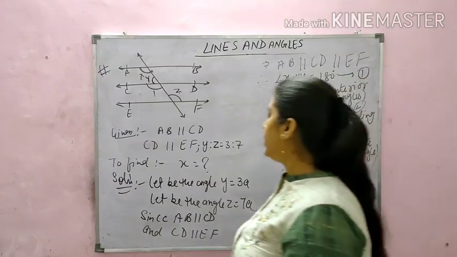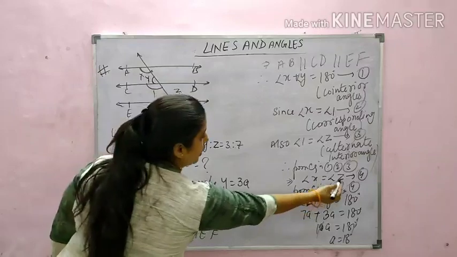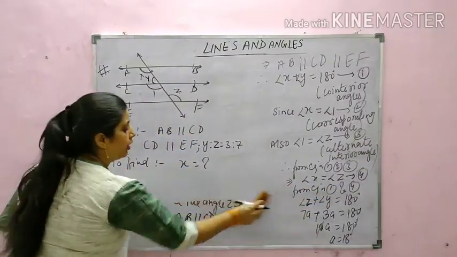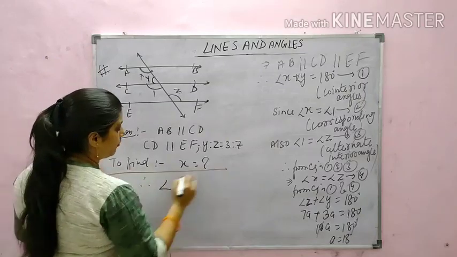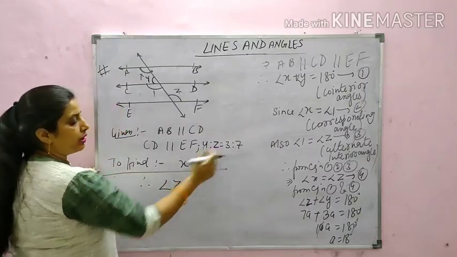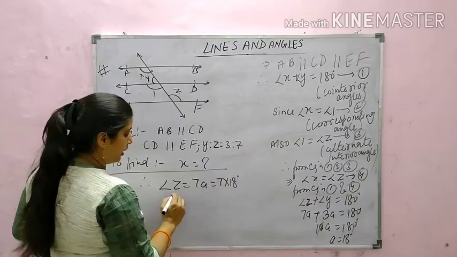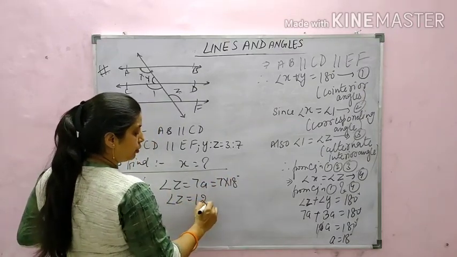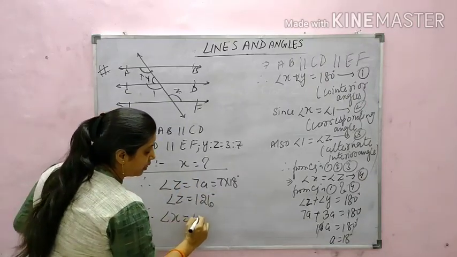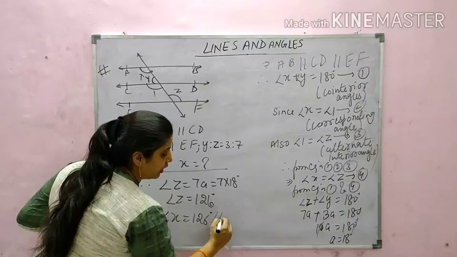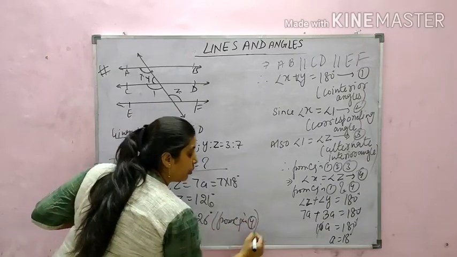Now, we have to find the value of x. How can we find it? If we find the value of z. Therefore, angle z equals 7 into 18 degrees, so angle z equals 126 degrees. Therefore, angle x equals 126 degrees, from equation number 4. Okay.